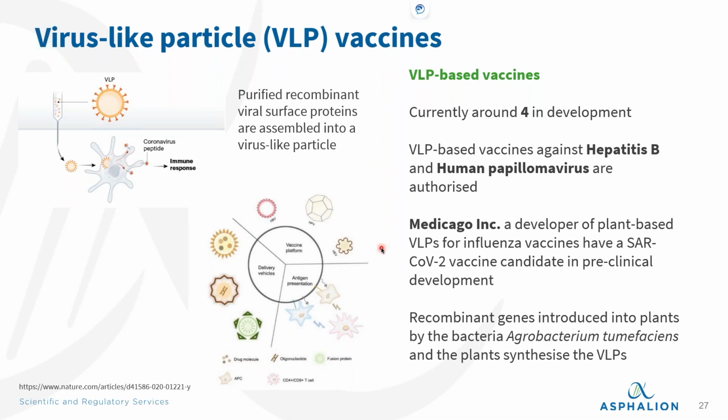Their system involves introducing the recombinant viral genes, so the genes which correspond to the viral surface proteins, into a bacteria, which then infects plants, and then the plants synthesize the virus-like particles. So basically, they mash up the leaves and then purify the virus-like particles that then can be introduced into the vaccine.